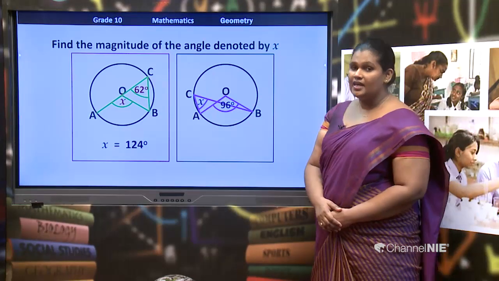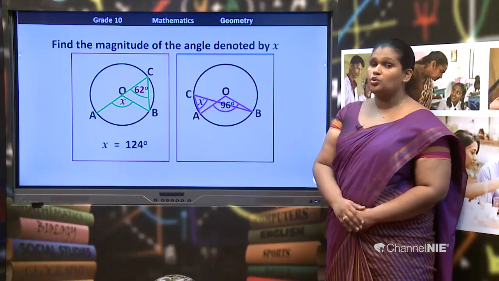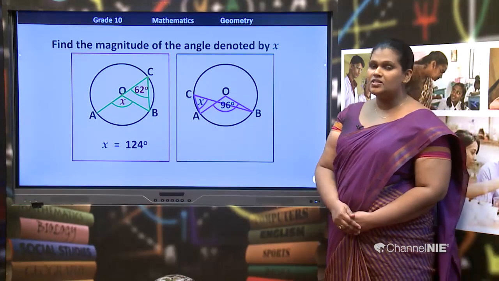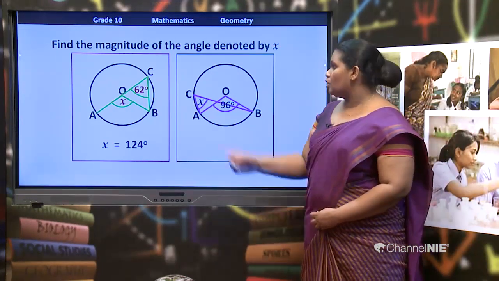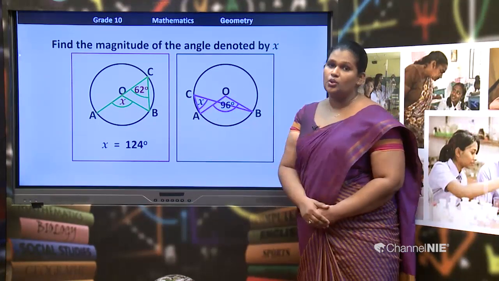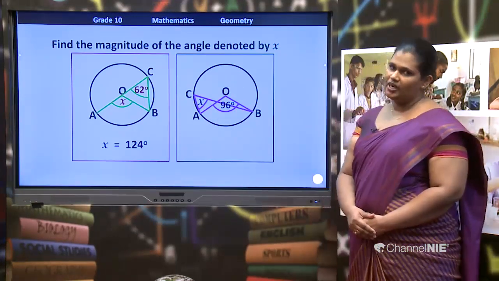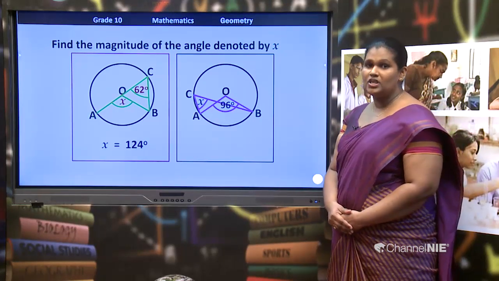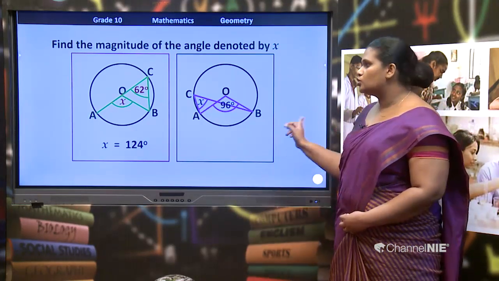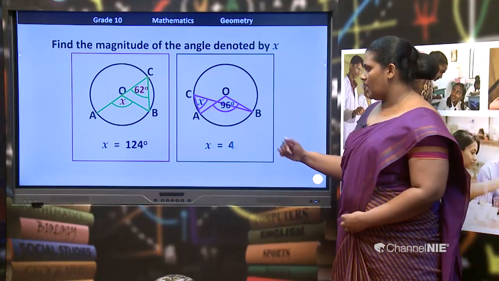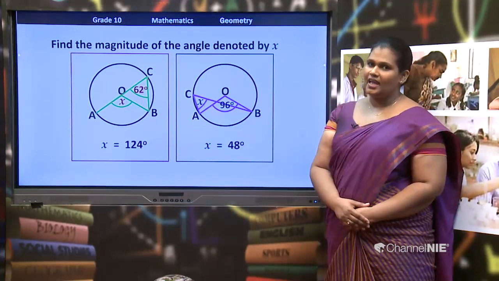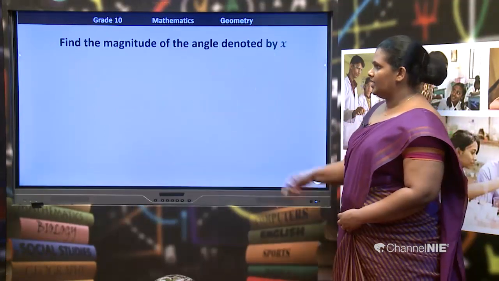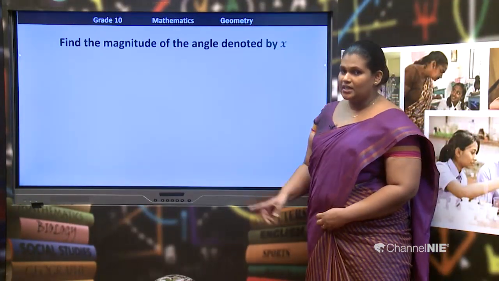That means ACB is x. So, twice x is 2x. So, we can construct a simple equation as 2x equals 96 degrees. Therefore, to find the value of x, we have to divide 96 by 2. Then we can get the answer as 48 degrees. Right. We'll move on to another question.